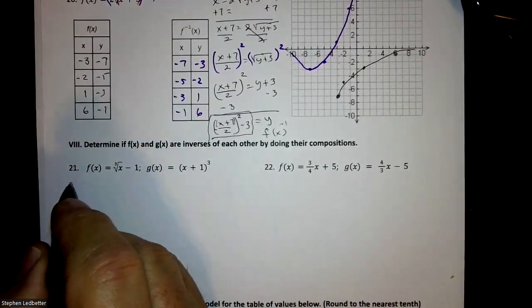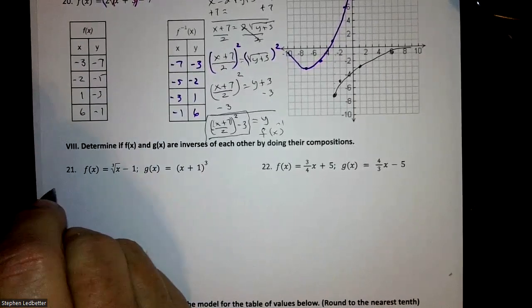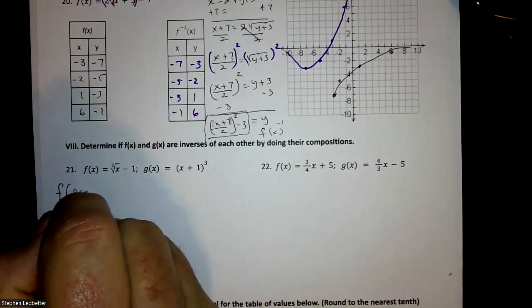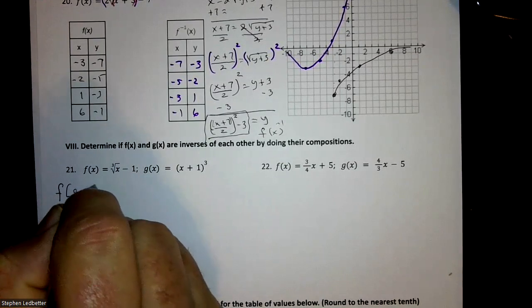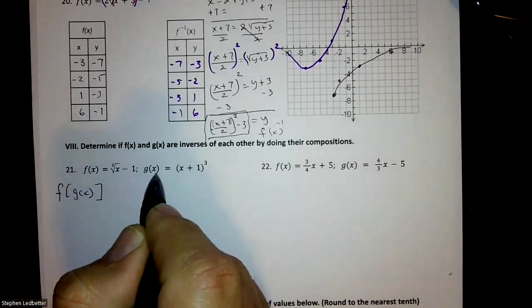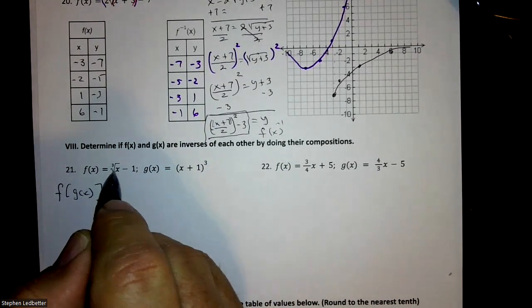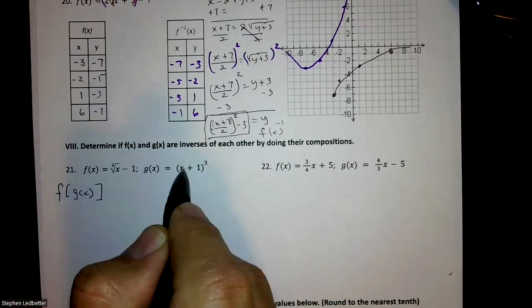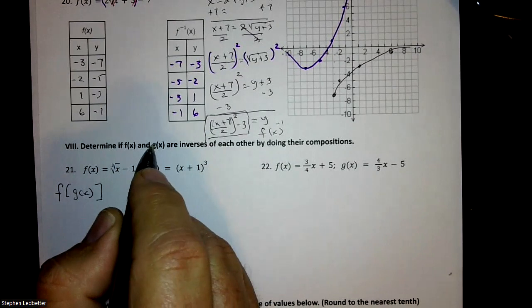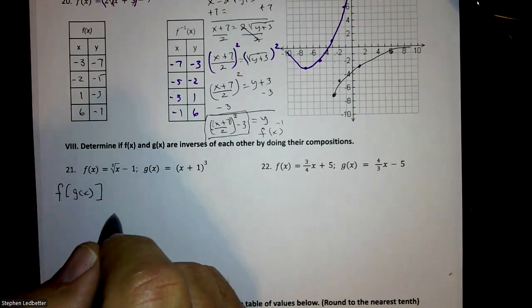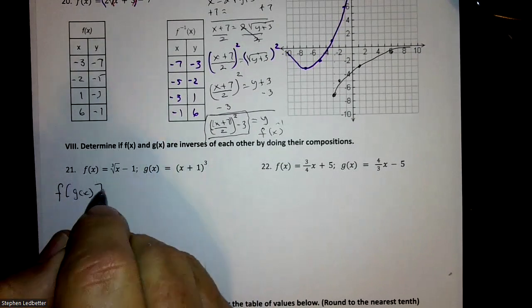So let me show you how I would write this. I'm going to take g of x, this value here, and plug it in for the x value here. And then I'm going to take this here and plug it in for this x value here. And if the two answers become the same, then it is good. All right, so let's try this.